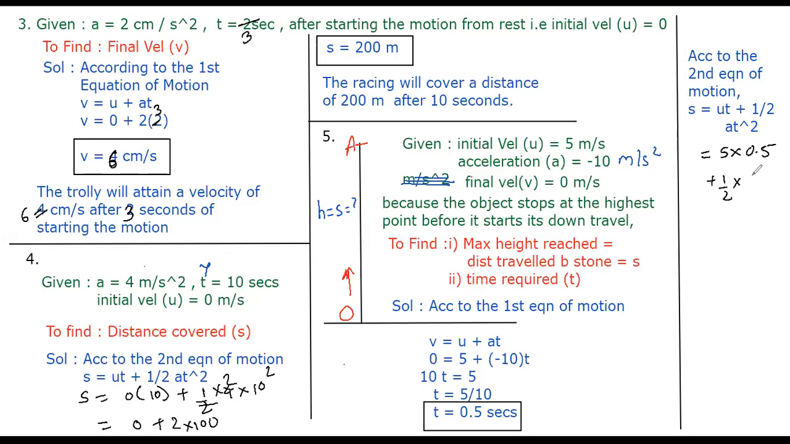Plus half into what? What is a? Minus 10 meter per second square, yes. Into 1 upon 2 into 1 upon 2. So 2 ones are 2 and 2 fives are 10. 5 into 0.5 is 2.5, minus 5 upon 4. Do it. 5 divided by 4 gives 1.25. And 2.50 minus 1.25 will give me 1.25 meters.